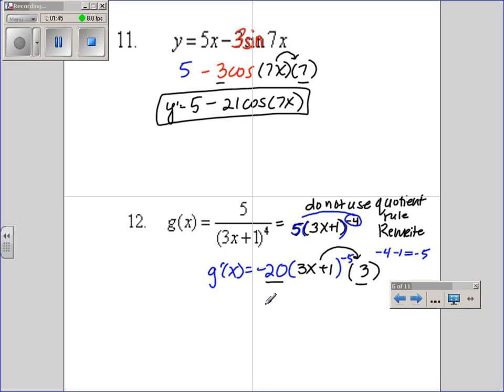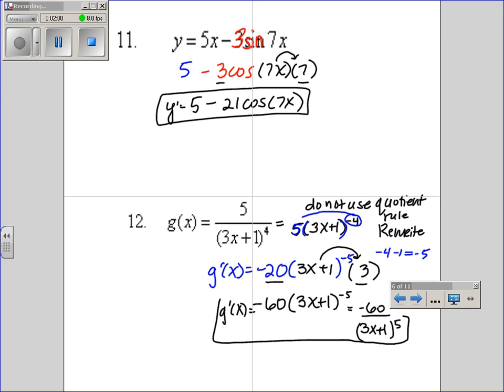Negative 20 times 3, negative 60, 3x plus 1 to the negative 5. This answer is perfectly acceptable. Or you could do negative 60 over 3x plus 1 to the positive 5. Either of these answers is correct.